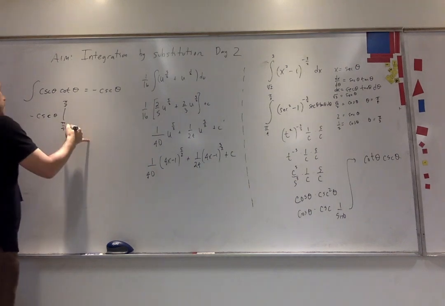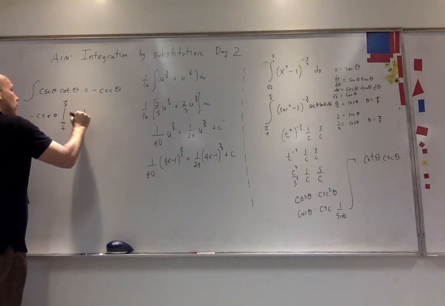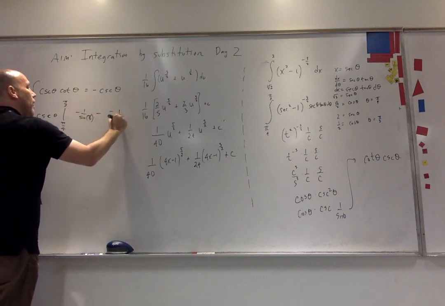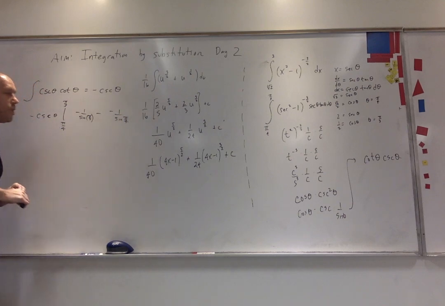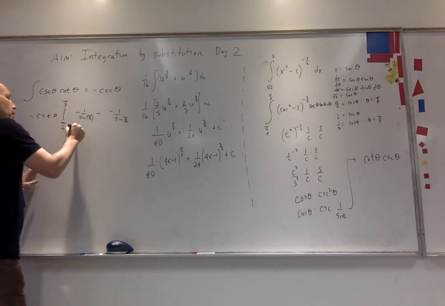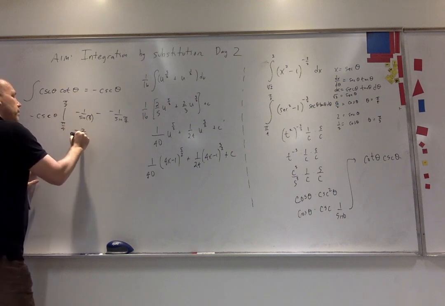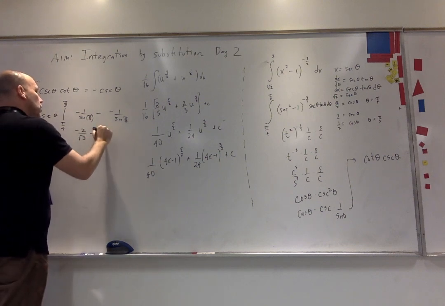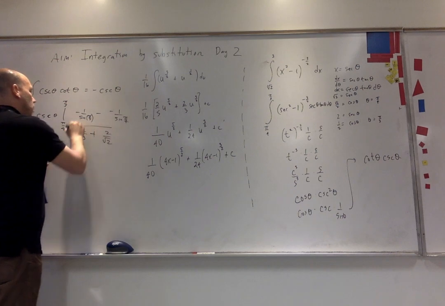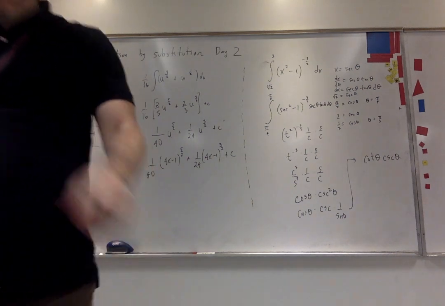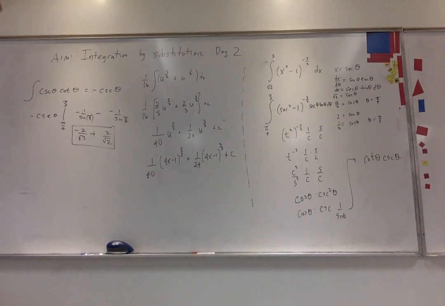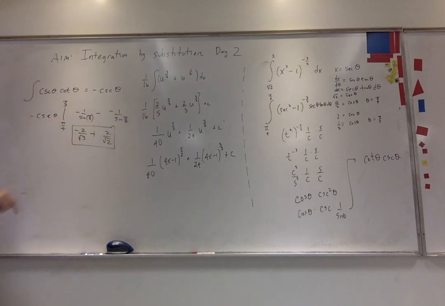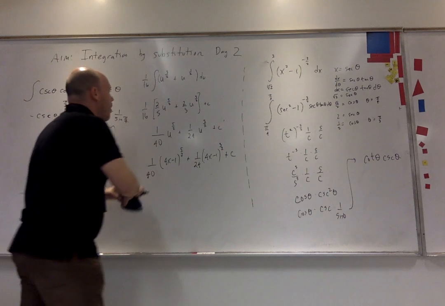We have negative 1 over sine of pi over 3 minus negative 1 over sine of pi over 4. What is the sine of 60? It's radical 3 over 2, minus, and then sine of 45 is radical 2, so it's plus 2 over radical 2, and that's the answer. There seems to be a mistake here, but I can figure that out later. Find my mistake.